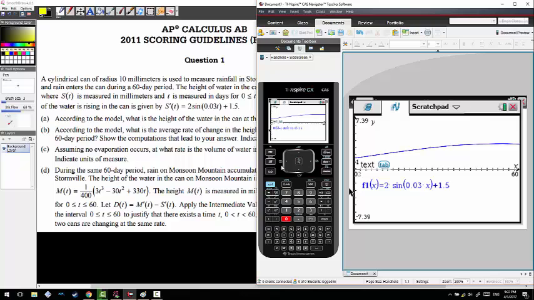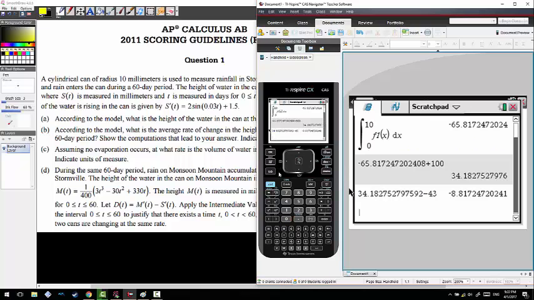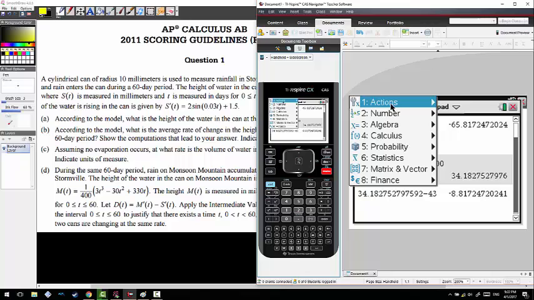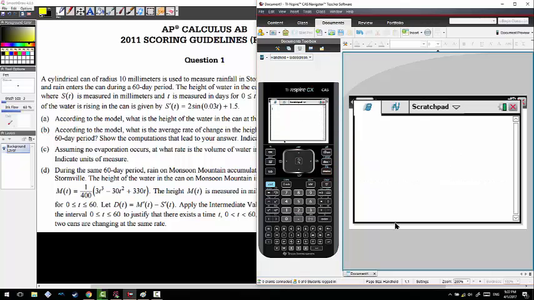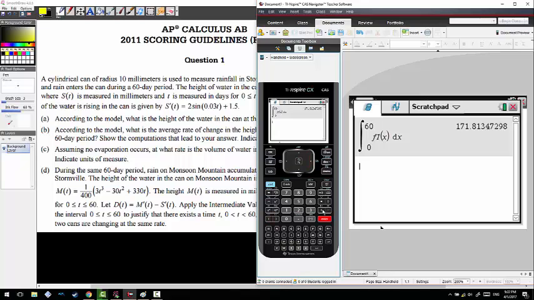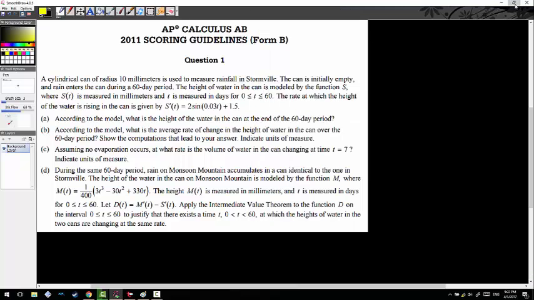So if I wanted to find out how much water accumulated in that can over the 60-day period, I'd want to just use integration for that, right? So I'm going to integrate this function here on 0 to 60. So let's do that. Shift plus integral from 0 to 60 of f1 of x dx. And that's what I got, this 171 number. So let's go ahead and enter that in.